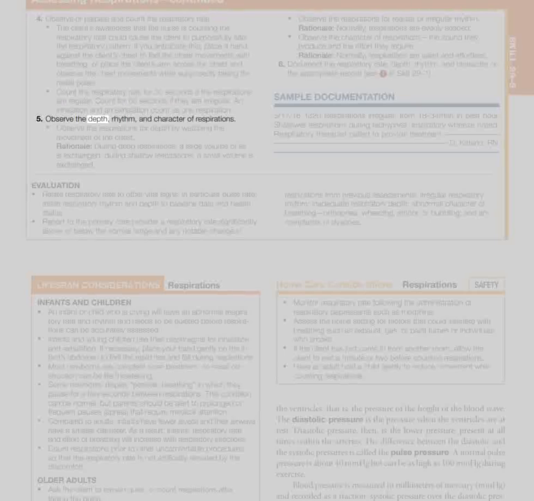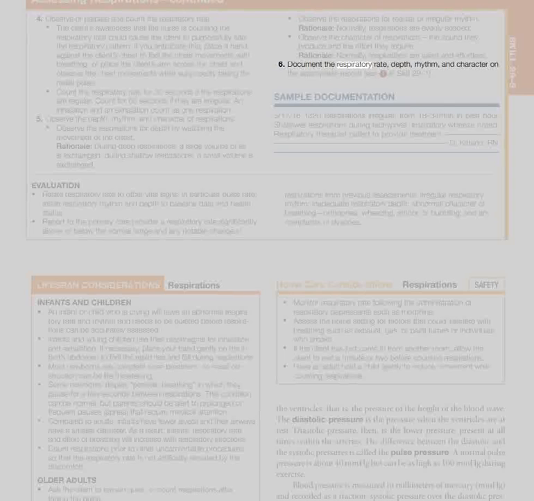5. Observe the depth, rhythm, and character of respirations. Observe the respirations for depth by watching the movement of the chest. Rationale: during deep respirations, a large volume of air is exchanged. During shallow respirations, a small volume is exchanged. Observe the respirations for regular or irregular rhythm. Rationale: normally, respirations are evenly spaced. Observe the character of respirations, the sound they produce, and the effort they require. Rationale: normally, respirations are silent and effortless.